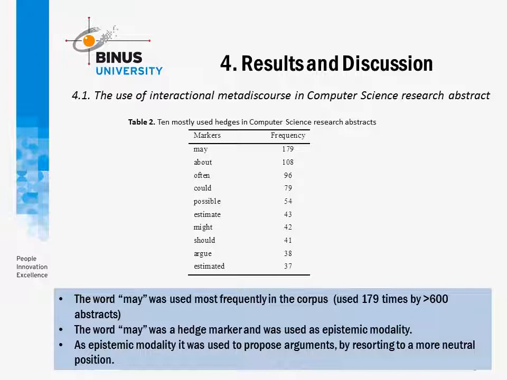This marker may was a hedge marker and was used as epistemic modality. Epistemic modality is used to propose arguments by resorting to a more neutral position. So the marker was a hedging marker because it resorted to a more objective perspective rather than opinionated strength or claim.